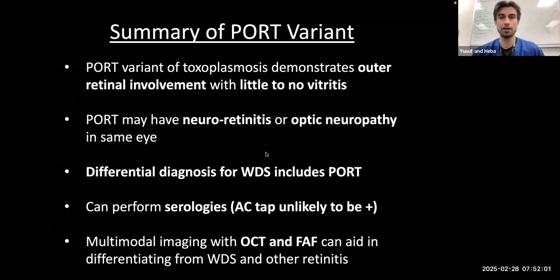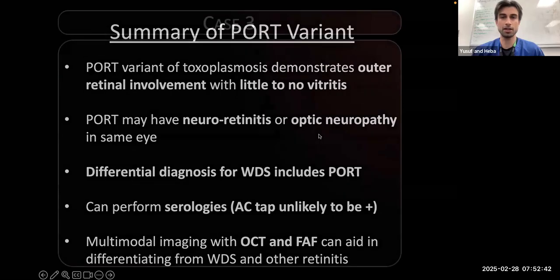To summarize, the PORT variant of toxoplasmosis demonstrates outer retinal involvement with little to no vitritis. PORT may have neuroretinitis or optic neuropathy in the same eye, as happened in our case. The differential diagnosis for white dot syndromes includes PORT and also other infectious, neoplastic, and inflammatory uveitis. You can perform serologies, so the IgM and IgG, but the AC tap is not likely to be positive just because of that minimal or lack of vitritis. So AC tap for toxo is not especially high yield. And then lastly, multimodal imaging with OCT and fundus autofluorescence can aid in differentiating from white dot syndromes and other retinitises. So that's it for case 2.